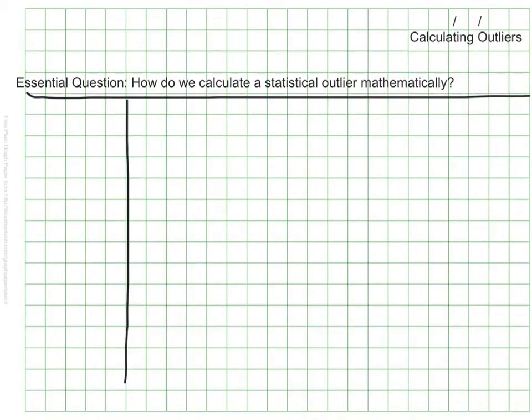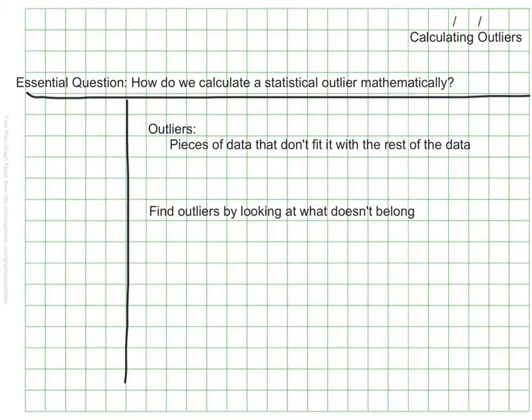Let's first remember that outliers are pieces of data that don't seem to fit in with the majority of the other pieces. We've said before that we find these by looking at what doesn't look like it belongs. However, there is a more specific way to calculate this, other than just looking at what doesn't fit in. To do this, we need to find the interquartile range. That's going to be important in this video. If you don't remember the interquartile range, look at your notes from our video on quartiles, or rewatch the video if you need a clarification.